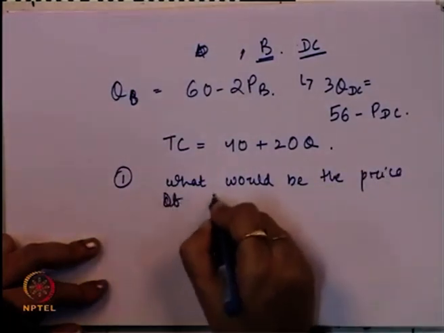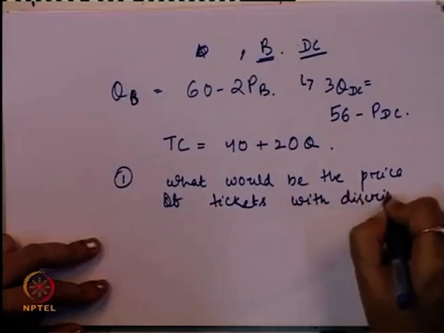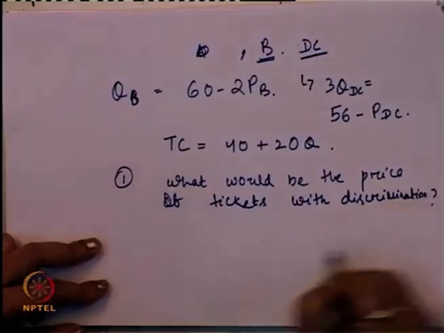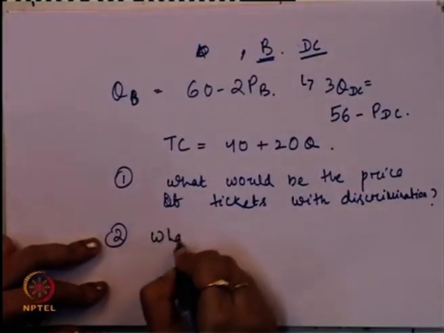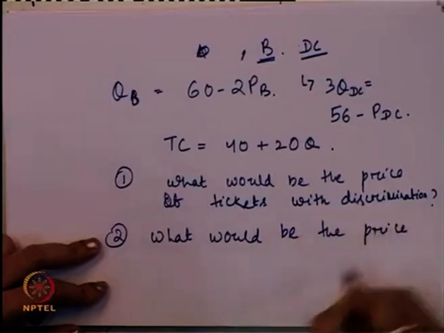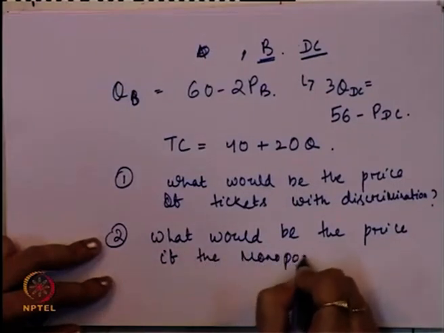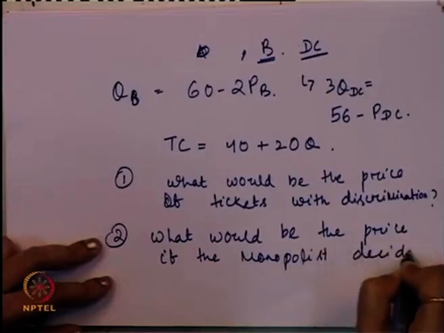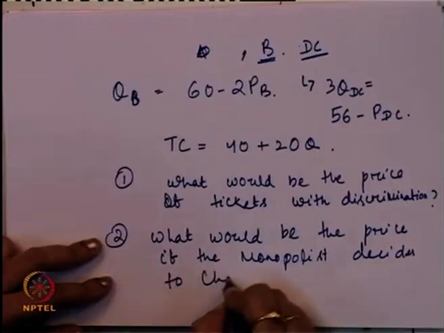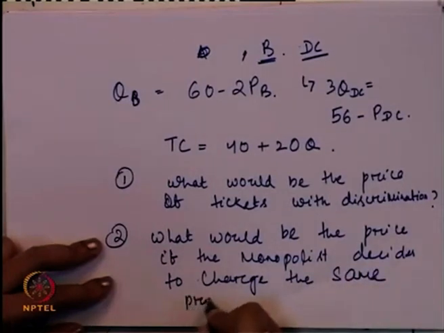Now, we need to find out what would be the price of tickets with discrimination, and what would be the price if the monopolist decides to charge the same price, that is, when there is no discrimination. Okay. Now, let us find out the price without discrimination and the price with discrimination.